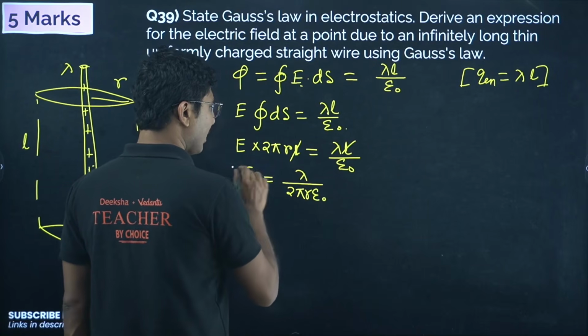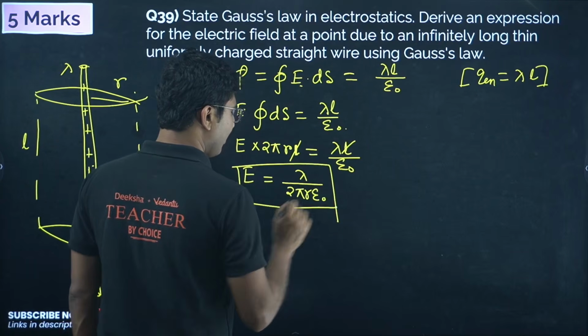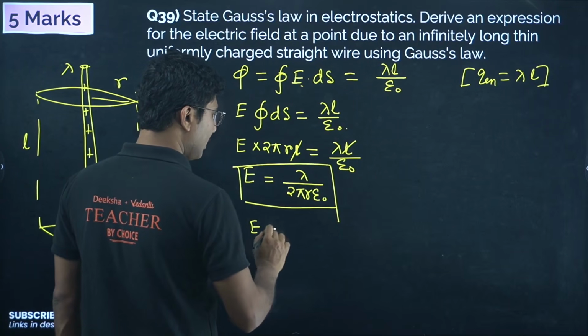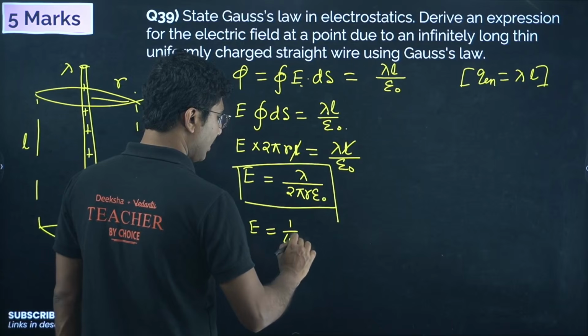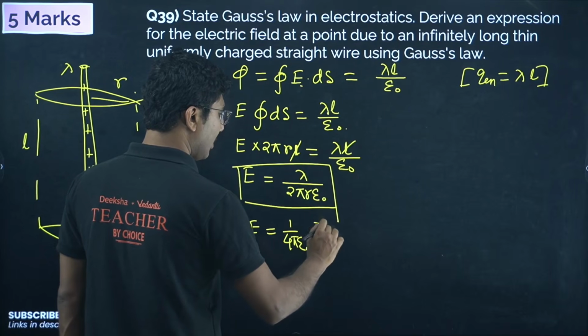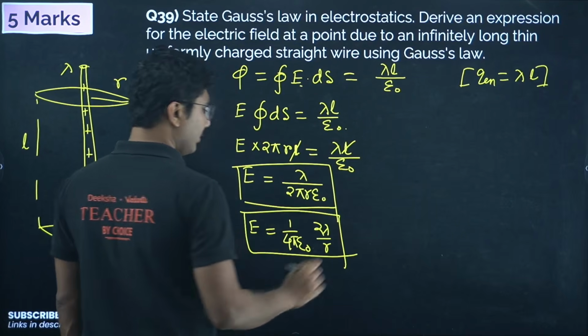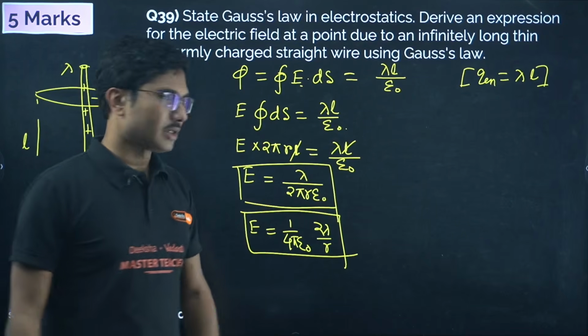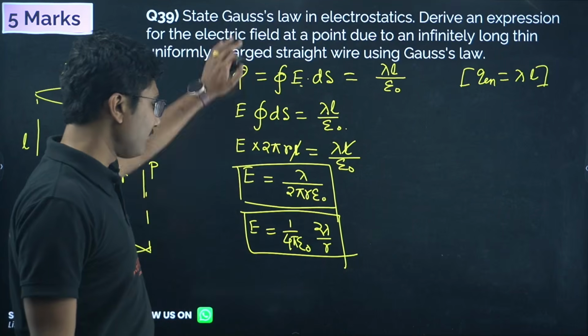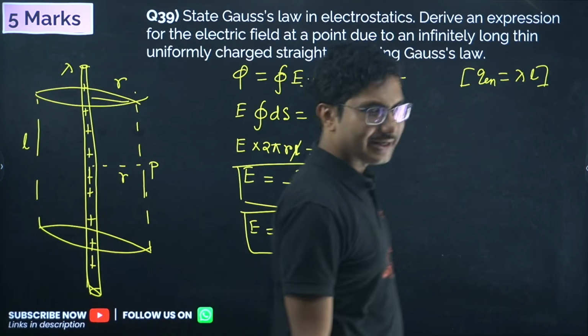Now you can leave your answer over here, you will get full marks, but I like to write it slightly differently: 1 by 4 pi epsilon naught, 2 lambda upon r. You can write any one of them, you will get full marks, no need to worry. Obviously, for only writing this you will not get 5 marks.